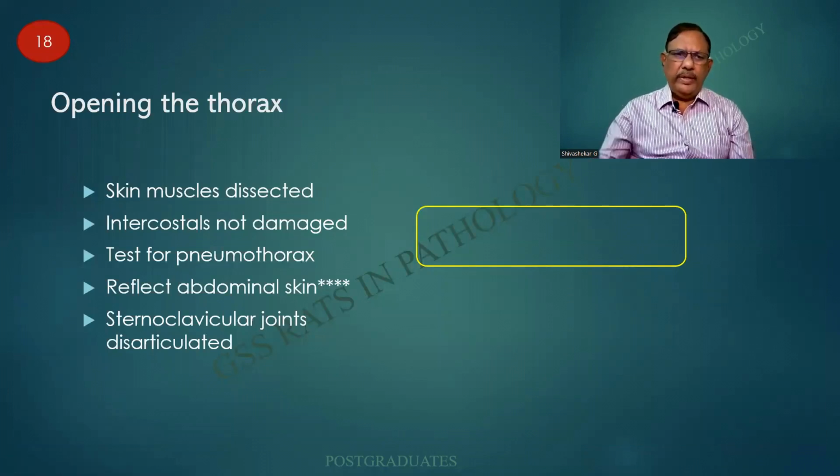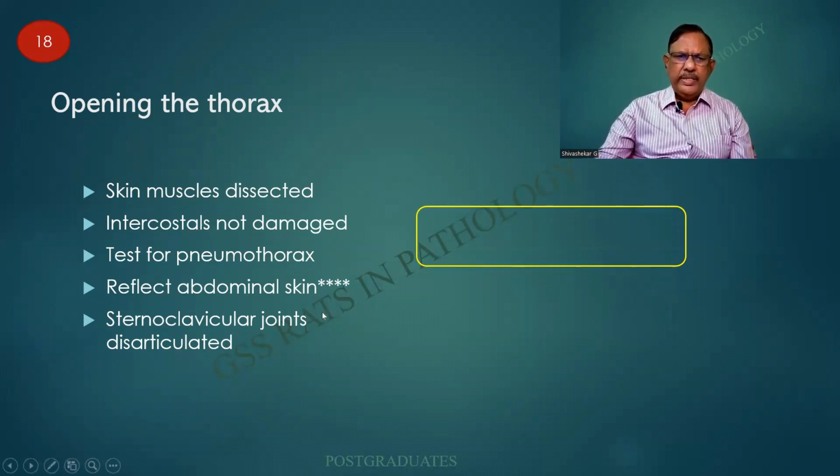How do you open the thorax? Once there is a incision, you find that the skin muscles are dissected and the intercostals are not damaged. You will have to test for a pneumothorax. How do you test for a pneumothorax? It is of paramount importance. Again, a question they will be asking you. You will have to open the portion underwater. You give a trauma without piercing the lung. And if there is going to be any bubble of air that is going to come out of it, it is indicative of a pneumothorax. I shall show you better pictures of it.